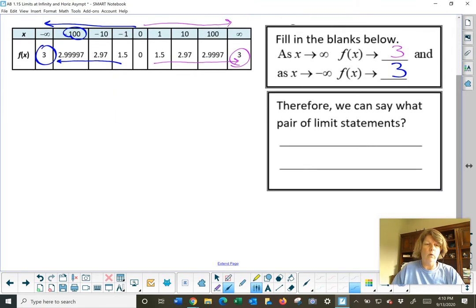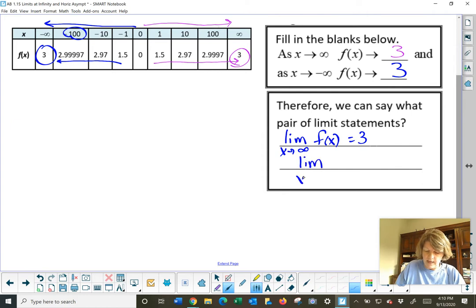Therefore, we can say what pair of limit statements? Oh, so trying to make two limit statements. Let's say the limit as x heads to infinity of the function, which is f of x, equals 3. We can also say the limit as x heads to negative infinity of f of x equals 3 as well.